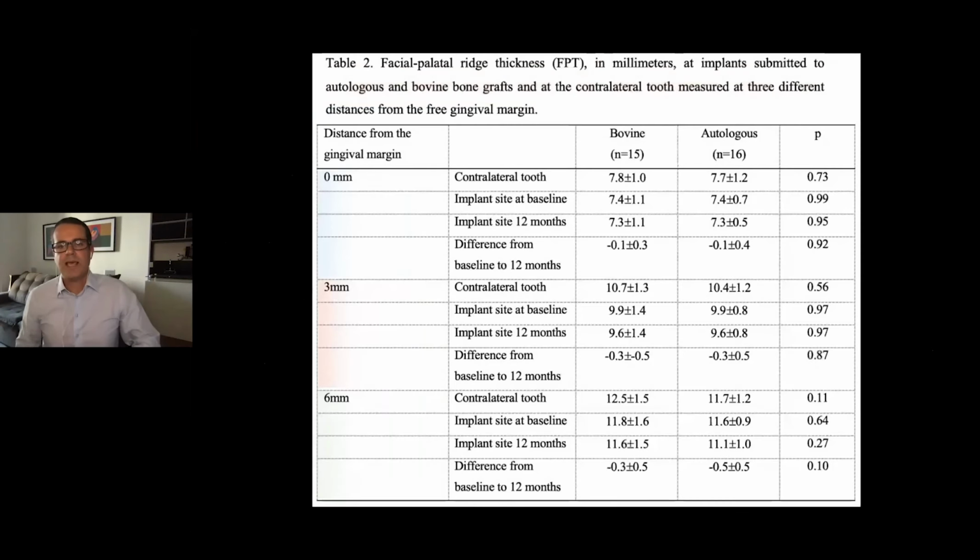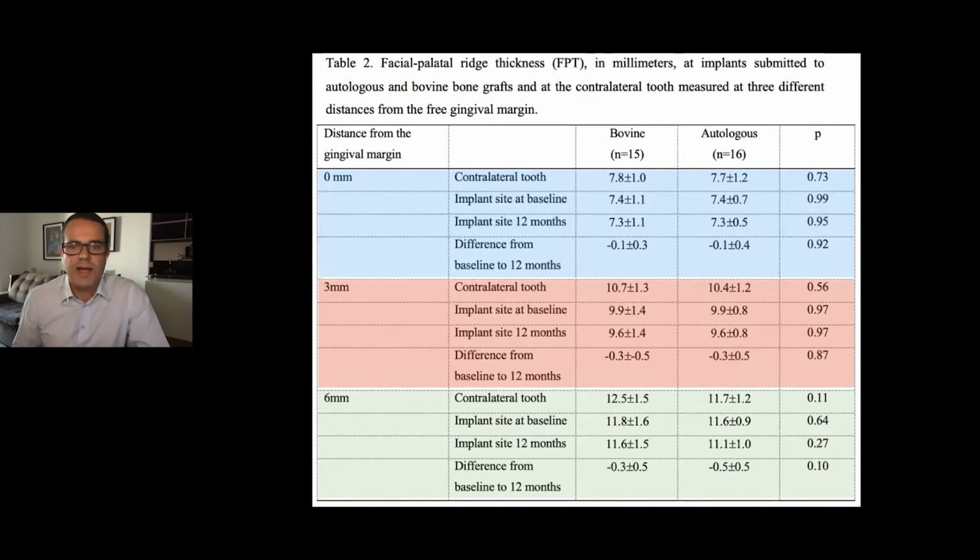And here a table where we provide data in millimeters of the facial-palatal ridge thickness that we measured in the casts. It is important that we measured this at 3 different points: at the gingival margin, at 3 millimeters from the gingival margin, and at 6 millimeters from the free gingival margin. And we also had a measurement as a reference point in the contralateral tooth.